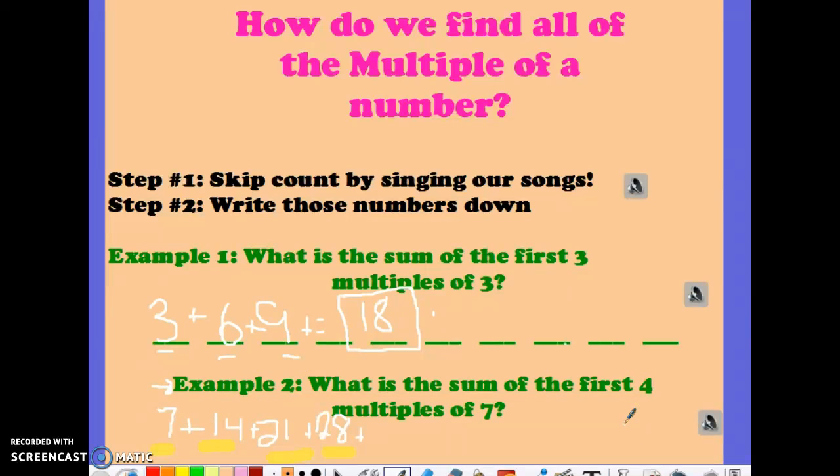In a similar example, down here on example number 2, we're looking for the sum of the first 4 multiples of 7. So again, I sing the beginning portion of the skip counting by 7 song, and then I write those numbers down. 7, 14, 21, 28. Stop skip counting. Take your calculator and add this answer. So when you add those together, 7 plus 14 plus 21 plus 28 in your calculator, press equals, you get the sum of the first 4 multiples of 7, which is equal to 70.